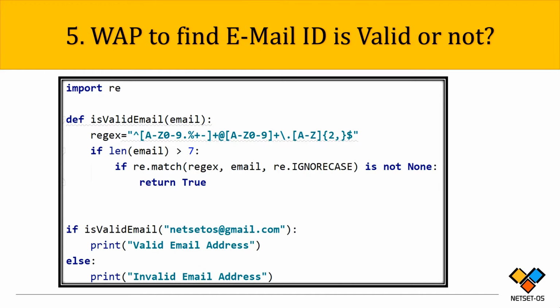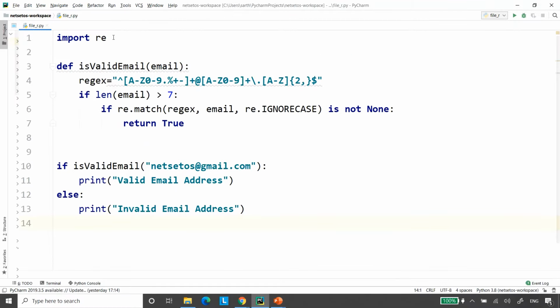Now the fifth question is, write a program to find email ID is valid or not. Here we have been given an email address which we need to verify in Python that it is valid or not. Let's understand this. Here I have solved this problem with the help of regex. For that I need to import re. re stands for regex. Then first of all I need to find out whether length of email is greater than 7. As here netsetos@gmail.com is more than 7 length.